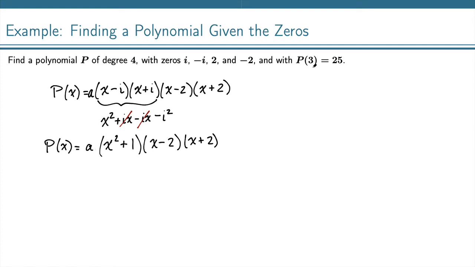To do that, I'm going to plug in this information right here. So p of 3 equals 25. If I plug that in, I've got p of 3 is 25. But p of 3 is this expression if I plug 3 into x. So I have a times 3 squared plus 1 times 3 minus 2 times 3 plus 2.